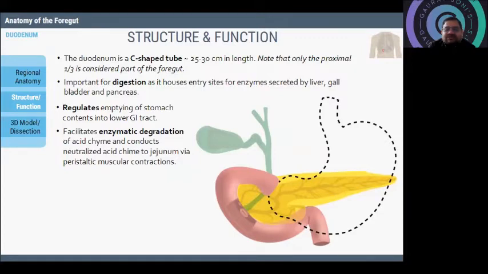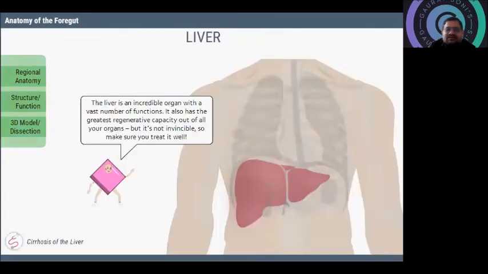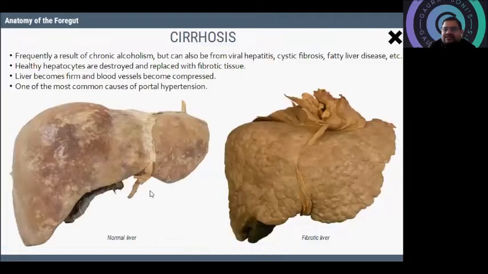Next organ which we have to discuss is the liver. Liver is a very important organ. Very vast functions are there. It has the greatest regenerative capacity of all the organs. The common disease which occurs here is cirrhosis. It is frequently a result of chronic alcoholism, but can also be from viral hepatitis, cystic fibrosis, or fatty liver disease. Many causes are there. Healthy hepatocytes are destroyed and replaced by fibrotic tissue.